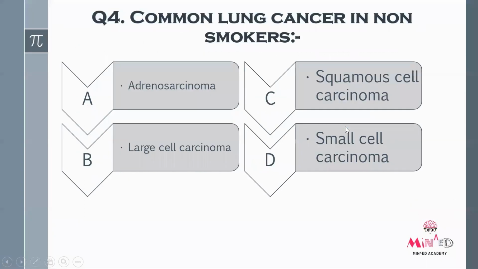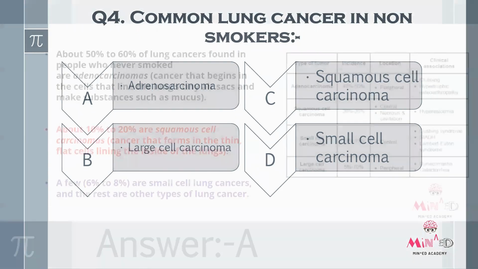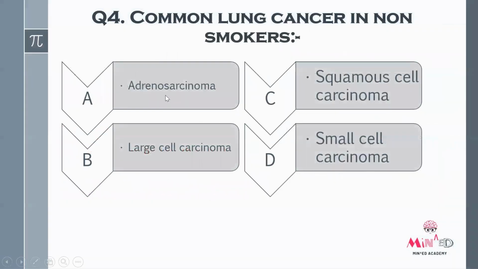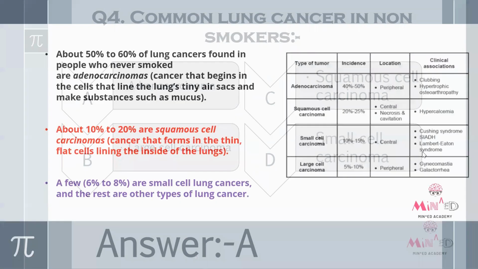So next we will go for question number 4, which is: the common lung cancer in non-smokers. First, adenocarcinoma. B, large cell carcinoma, C, squamous cell carcinoma, and D, small cell carcinoma. So the answer for this will be A, that is adenocarcinoma.